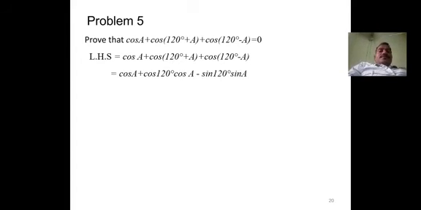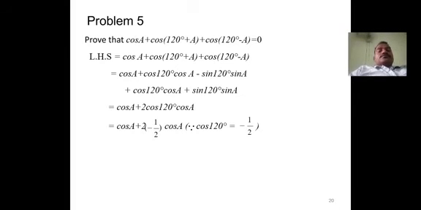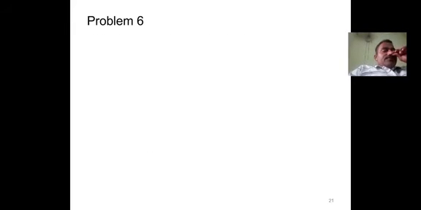If you write that, cos a plus cos 120 into cos a minus sin 120 into sin a plus cos 120 into cos a plus sin 120 into sin a. Here one sin 120 sin a is negative and one is positive, then these two are cancelled. Then you can get cos a plus 2 cos 120 into cos a, but cos 120 value is minus 1 by 2, so replace that value. Therefore cos a plus 2 times minus 1 by 2 into cos a, 2 will cancel, cos a minus cos a, this is 0. So this is also one of the important problems.